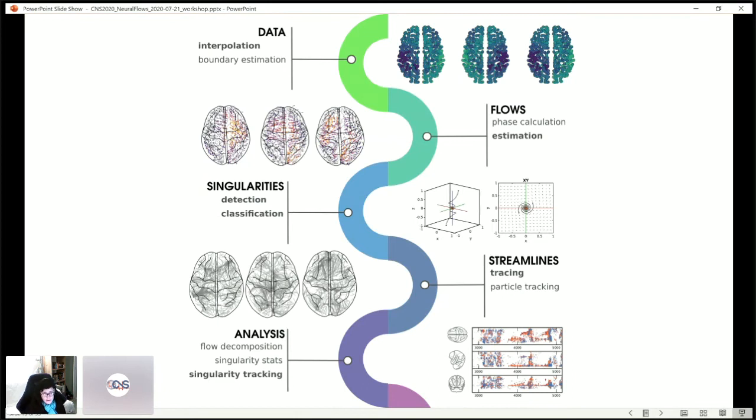So the toolbox essentially follows a sequential workflow. The most typical workflow is we'll have some data as input. This data will be passed into some methods for estimating this flow, so these velocity vector fields that we have here. And after that, these velocity vector fields will be used to detect singularities, and we will classify them. We also do some streamline tracing, which is, as I say, the functional path that activity particles follow. And after that, these singularities constitute this sparse representation, and we will do some singularity statistics and singularity tracking over space and time. And this will already enable us to quantify and classify very complex patterns that are happening at the scale of the whole brain.